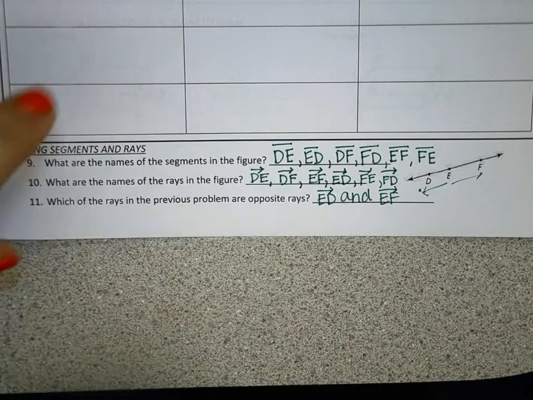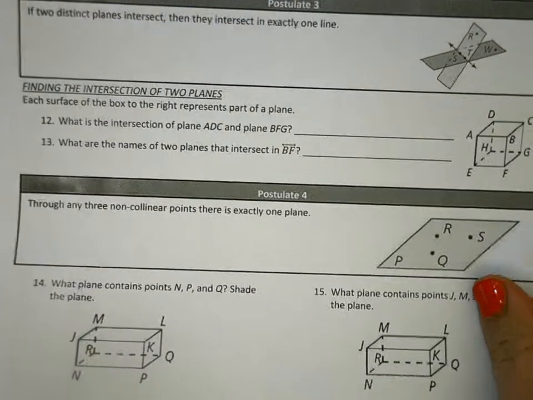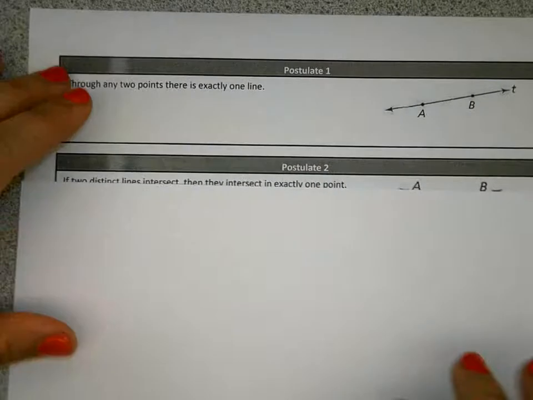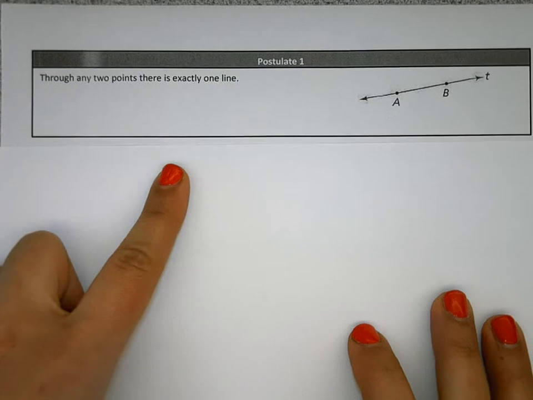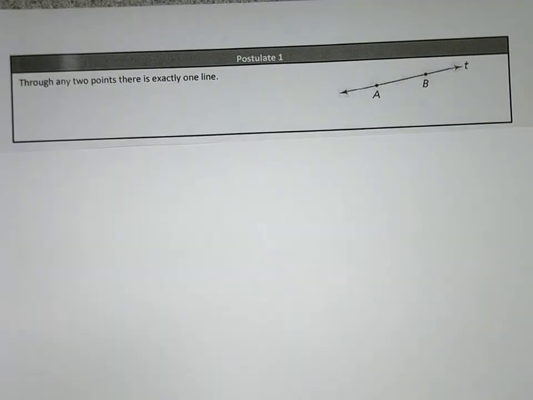But what we're going to start talking about now are our postulates. I do not expect you to know that postulate 1 says that through any 2 points there is exactly one line. Some of these postulates are things that you already know or things that just make sense to you. That's why postulates are statements that are just accepted as fact, because logically it makes sense, it's true.